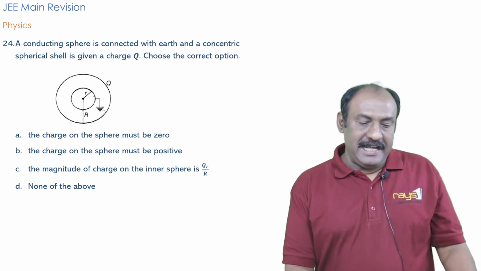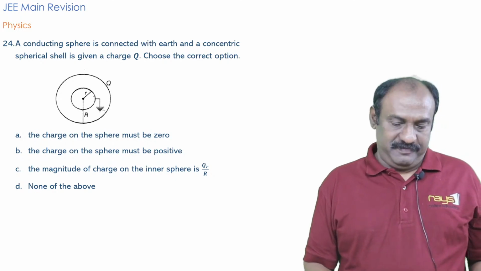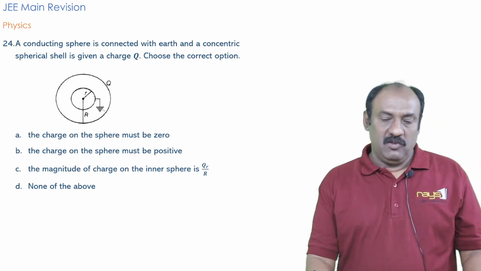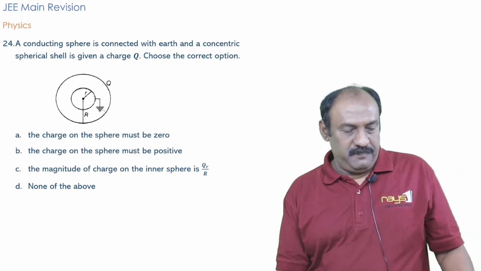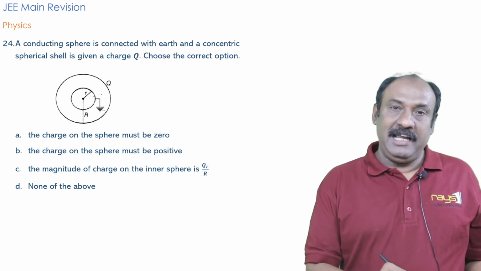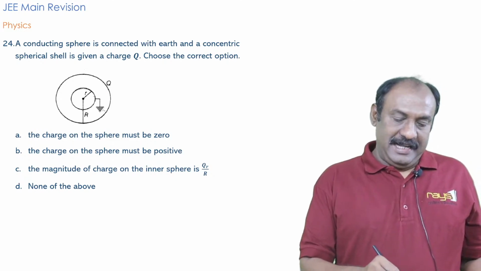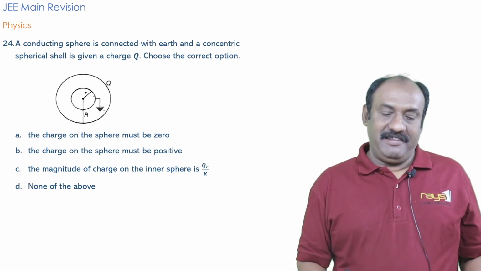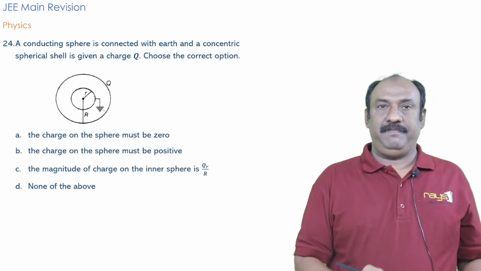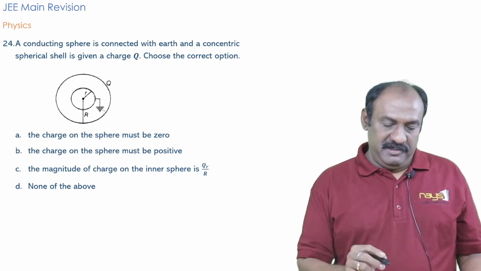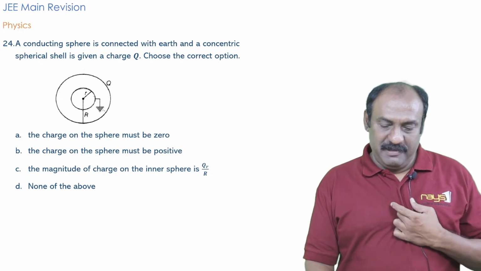A conducting sphere is connected with earth and a concentric spherical shell is given a charge q. Choose the correct options. So the conducting sphere is connected with earth. That means indirectly the conducting sphere of radius small r is earthed. Now charge is given to the outer shell. Now what are the options? Charge on the sphere must be 0. Charge on the sphere must be positive.